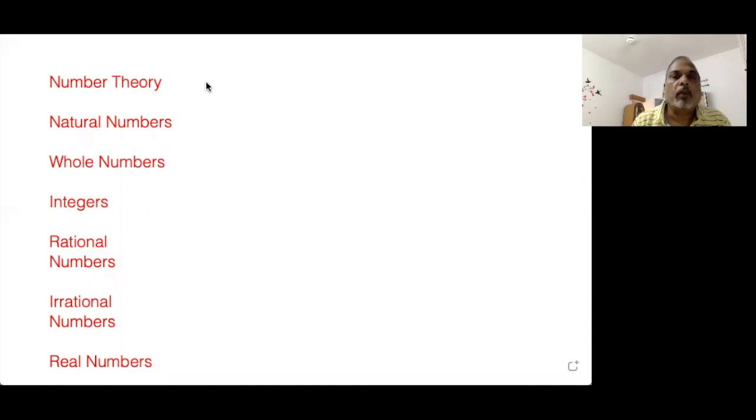Today, we will talk about number theory. In number theory, basically what we study are properties, basically. Properties of numbers.